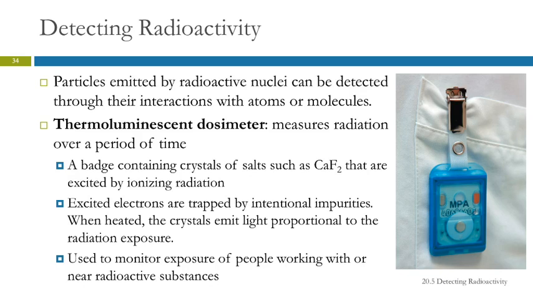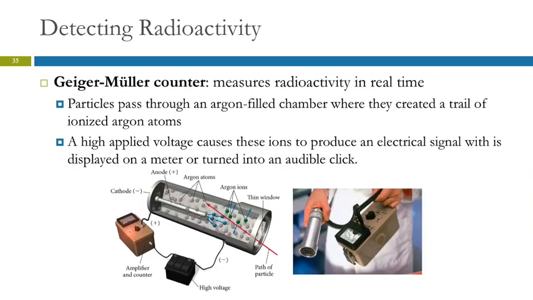So the crystal in that dosimeter is trapping excited electrons, and then after a certain period of time, the person would turn the badge in, the badge would be heated, and the light emitted would be analyzed. So you can monitor how much radioactivity a person's been exposed to. That's not very useful in terms of we need to know right now, because that's going to occur over the course of weeks or months.